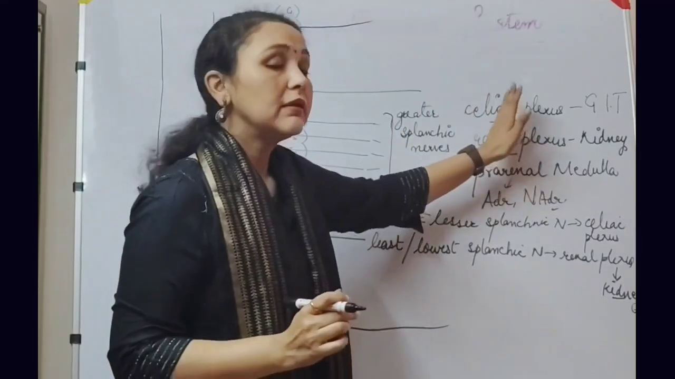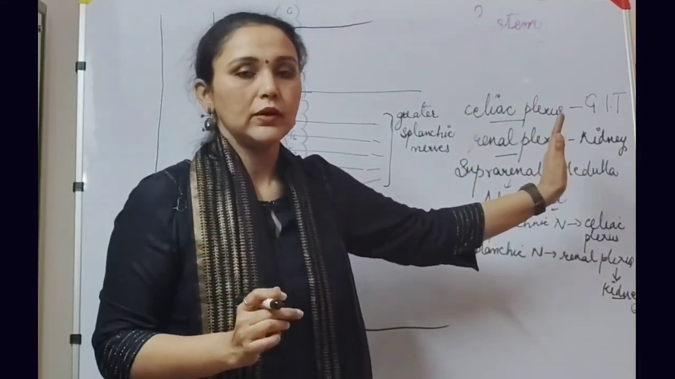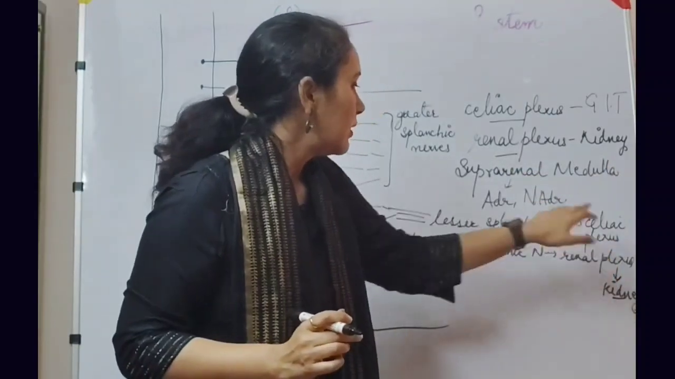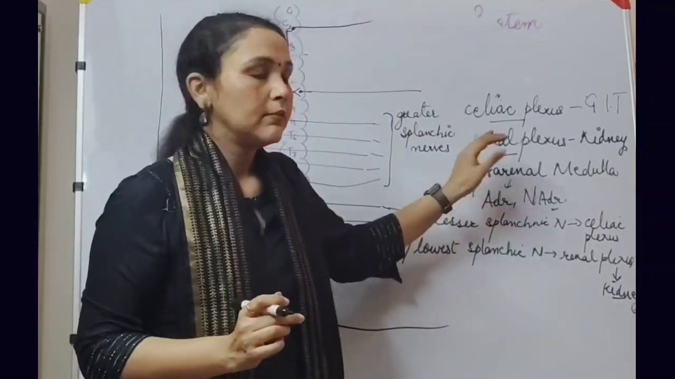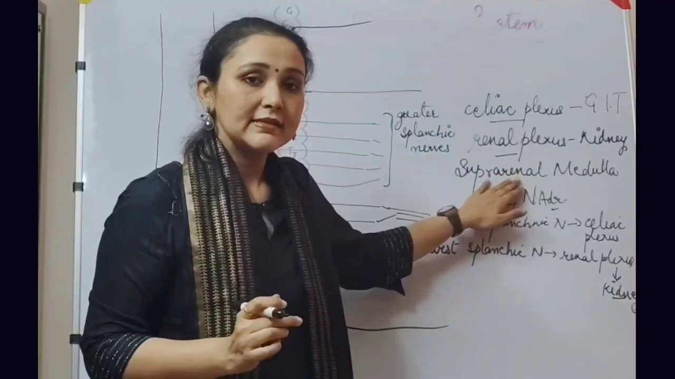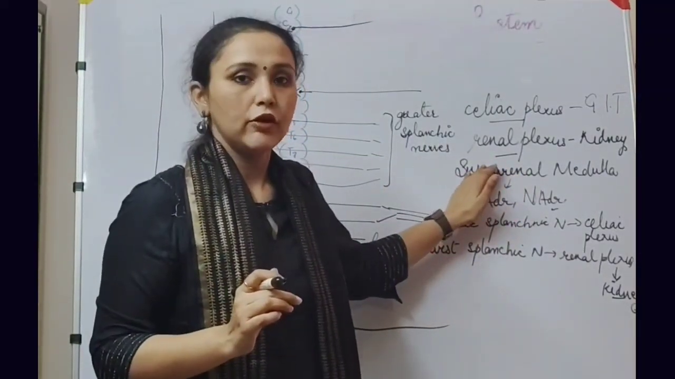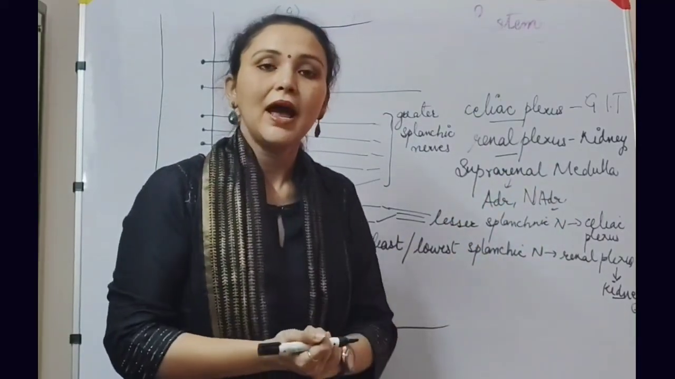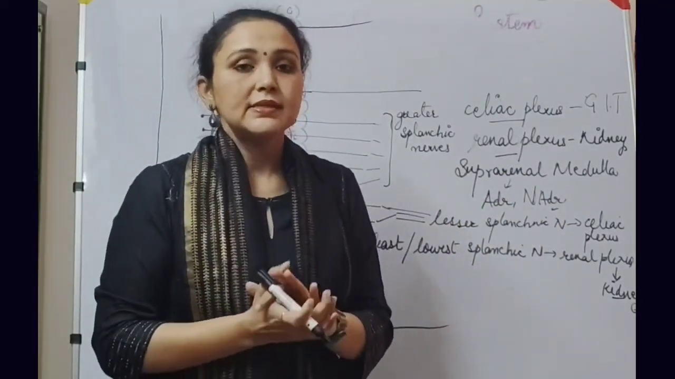They will be relaying in the peripheral plexuses, and then the postganglionic will arise and supply the viscera, whereas suprarenal is directly supplied by preganglionic, because these cells in this are the neurons which are directly excited by the preganglionic, and this produce adrenaline and noradrenaline. I hope the sympathetic system is clear to you.